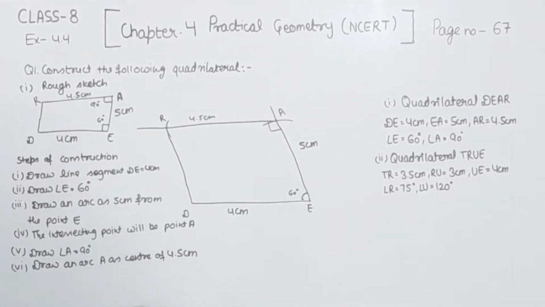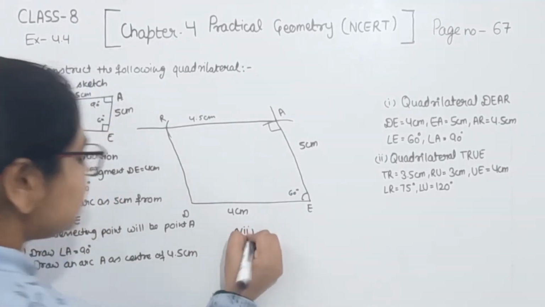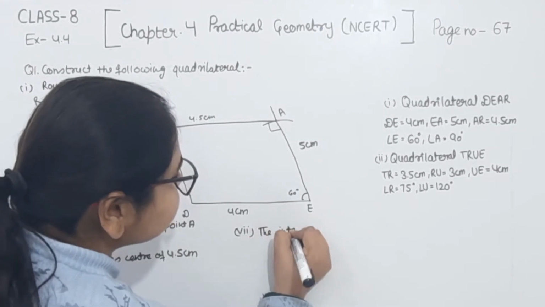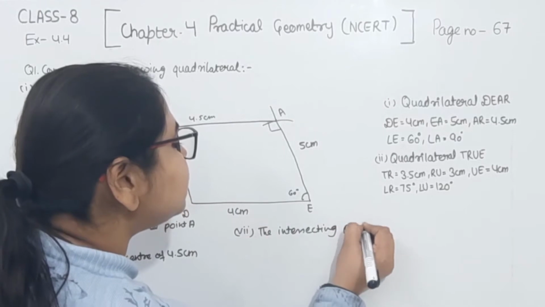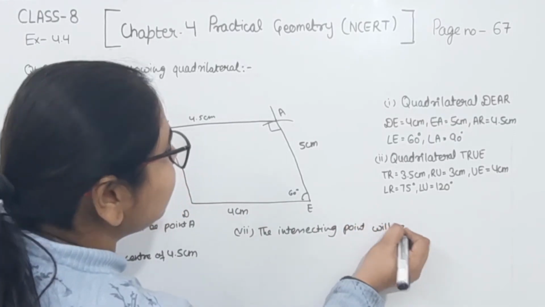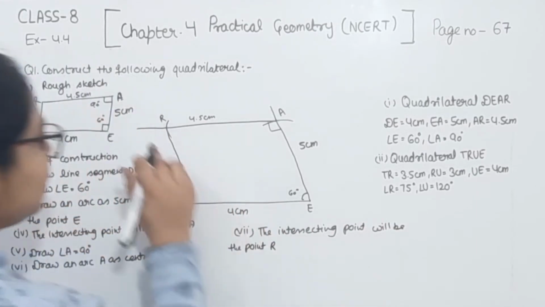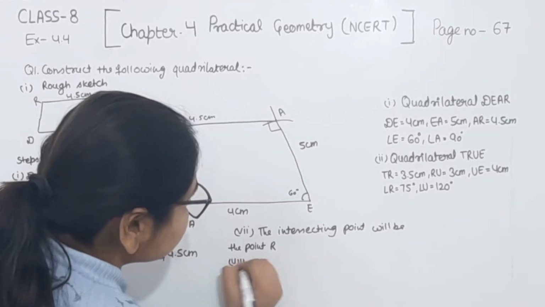Now we are going to write here the next step. I am going to write here, this is the step 7. The intersecting point will be the point R. This one. So we can write here the next one.